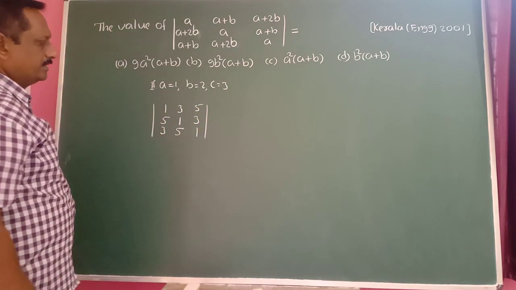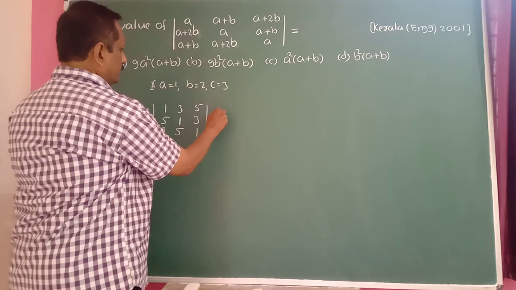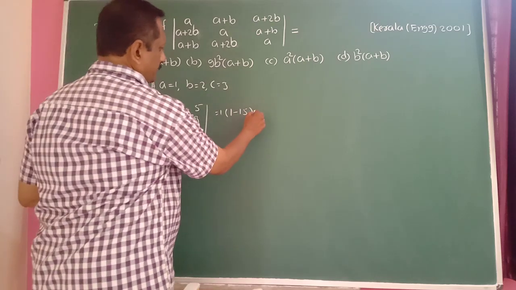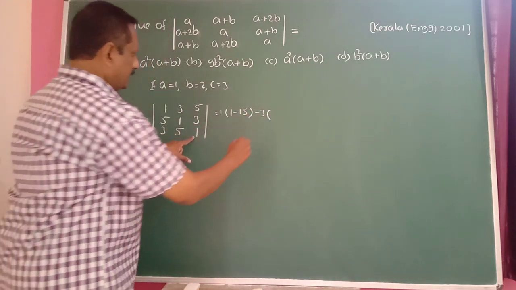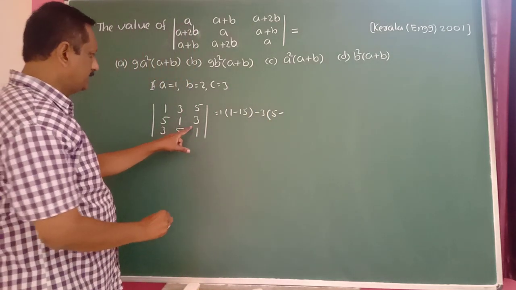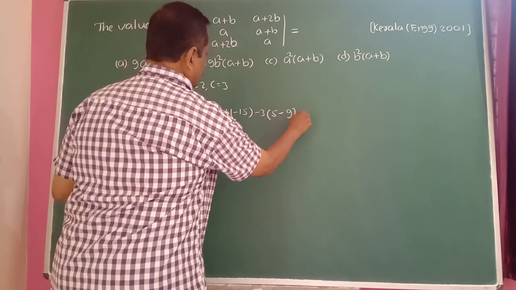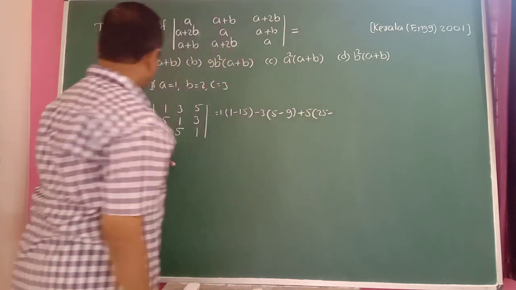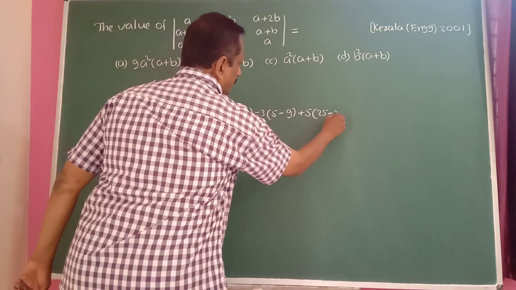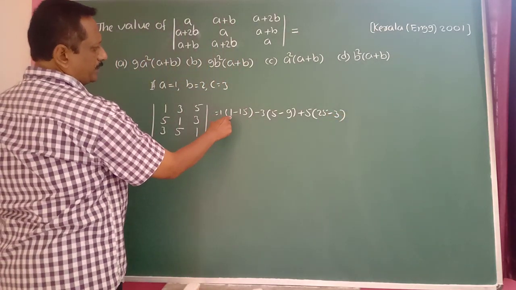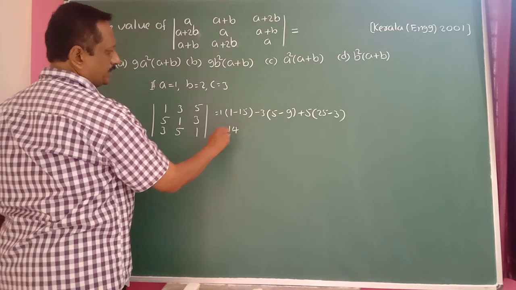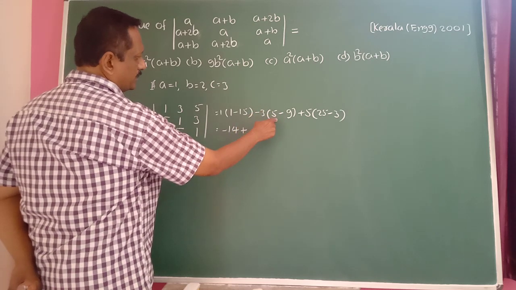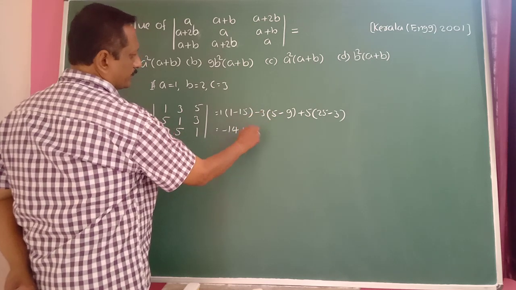Okay. Directly expand this determinant. So 1 into, 1 minus 15 here. Minus 3 into 5 ones are 5, minus 3 threes are 9 here. Plus 5 into 5 fives are 25, and 3 ones are 3, so write here 3. Therefore 1 minus 15 is minus 14 here. 5 minus 9 is minus 4, minus into minus plus, 4 threes are 12 here.